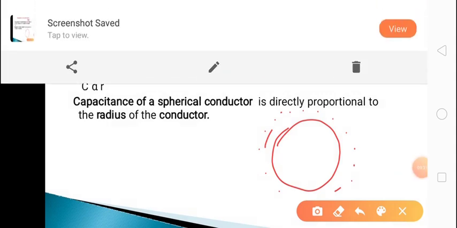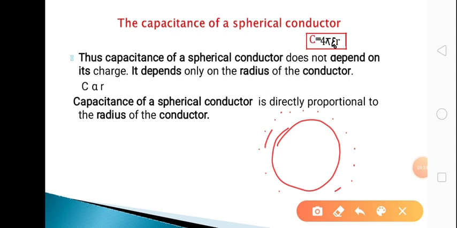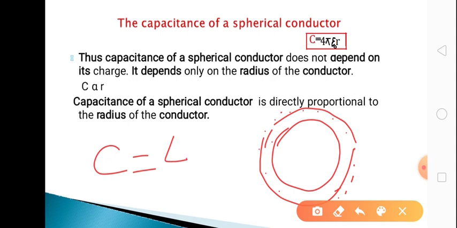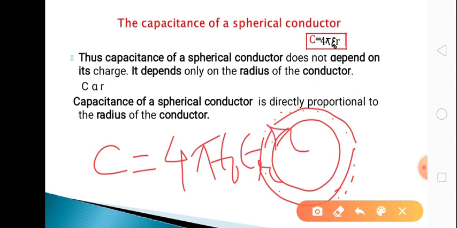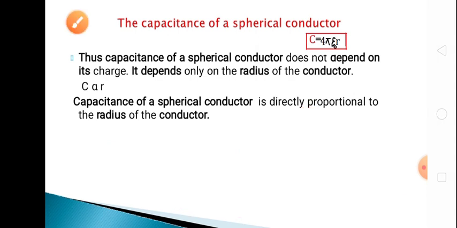then how can you find the capacitance? If it is any other medium, then C is equal to 4 pi epsilon naught into epsilon r into the radius, or you can say it is 4 pi epsilon r. That is, if air is there, it is 4 pi epsilon naught r. If any other medium, it is 4 pi epsilon r. Thus, the capacitance of a spherical conductor is directly proportional to the radius of the conductor.